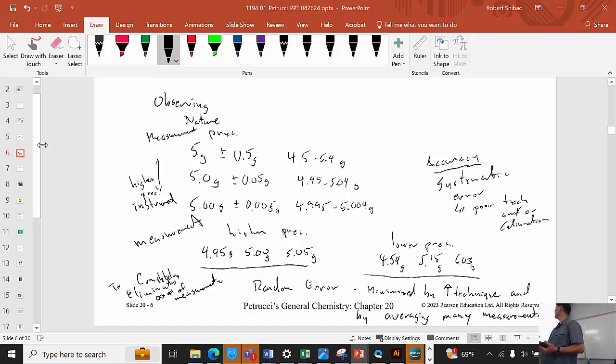In terms of measurement, a qualitative versus quantitative. A qualitative would be an estimate. A quantitative would be a more precise, more accurate measurement. Estimate versus more precise, accurate measurement.